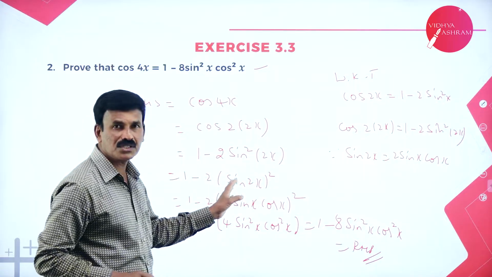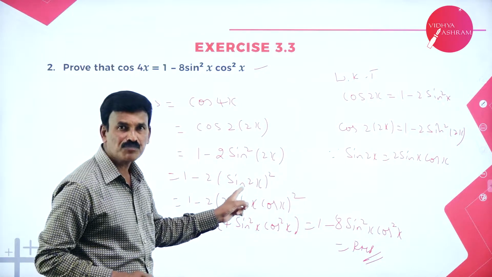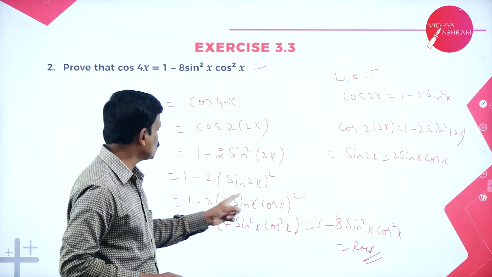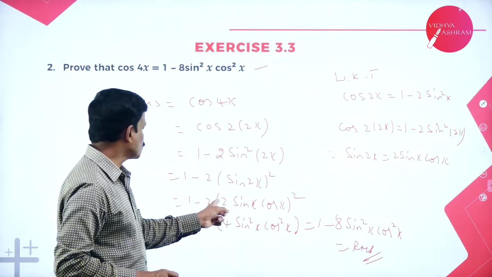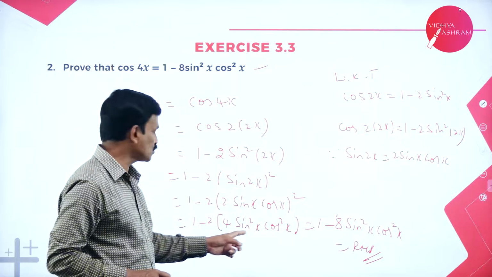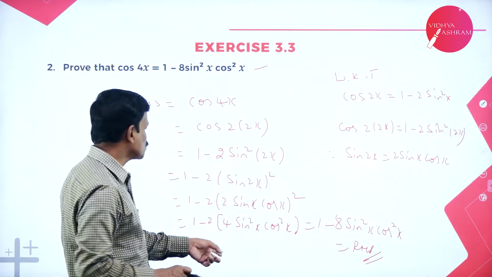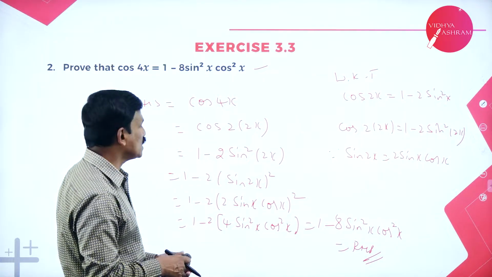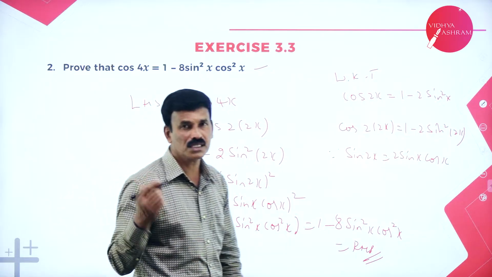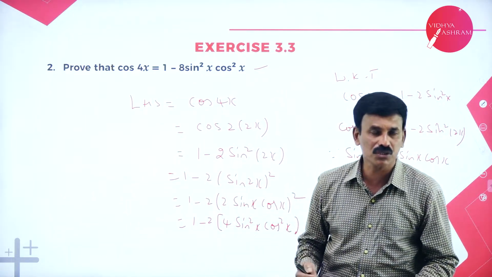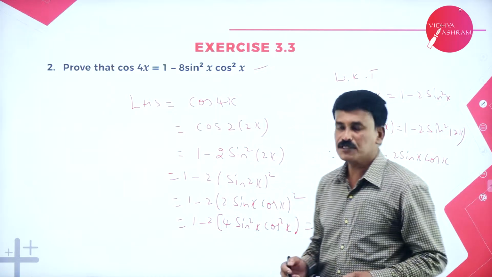Sine square 2x is also equal to sine of 2x whole square. Since we know that sine 2x is equal to 2 sine x cos x, 2 square is 4 sine square x cos square x, multiplied, 2 into 4 is 8. So, the required answer is 1 minus 8 sine square x into cos square x. That's it. This is how we are going to solve this problem. Hope you followed. Just convert it.